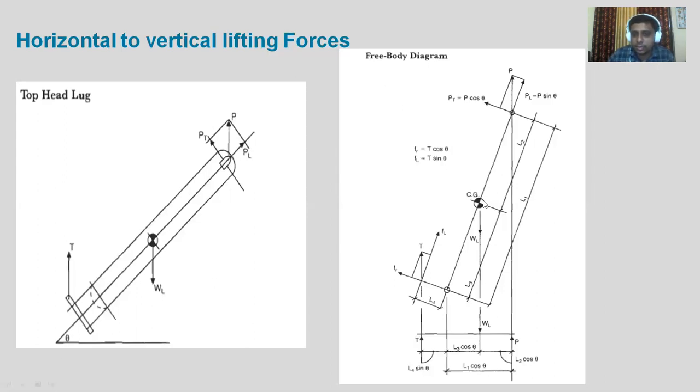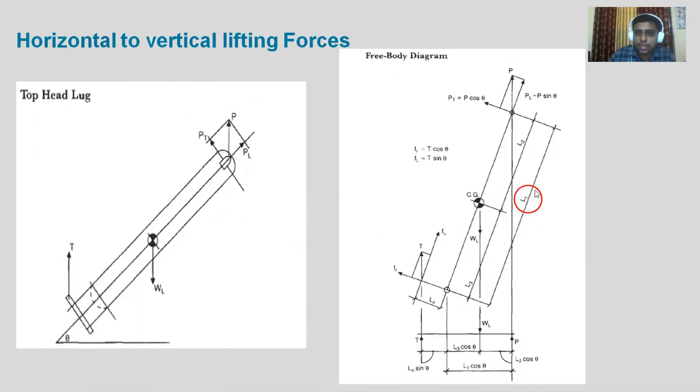So let's say this line represents the axis of that equipment. Here we can say this is the CG, WL is the force. You can see over here, theta is the angle with the horizontal. Then WL is nothing but the weight of the equipment at the CG. Then T is nothing but the tailing lug reaction. T is nothing but what? The reaction at the tailing lug. P represents the lifting lug reaction.